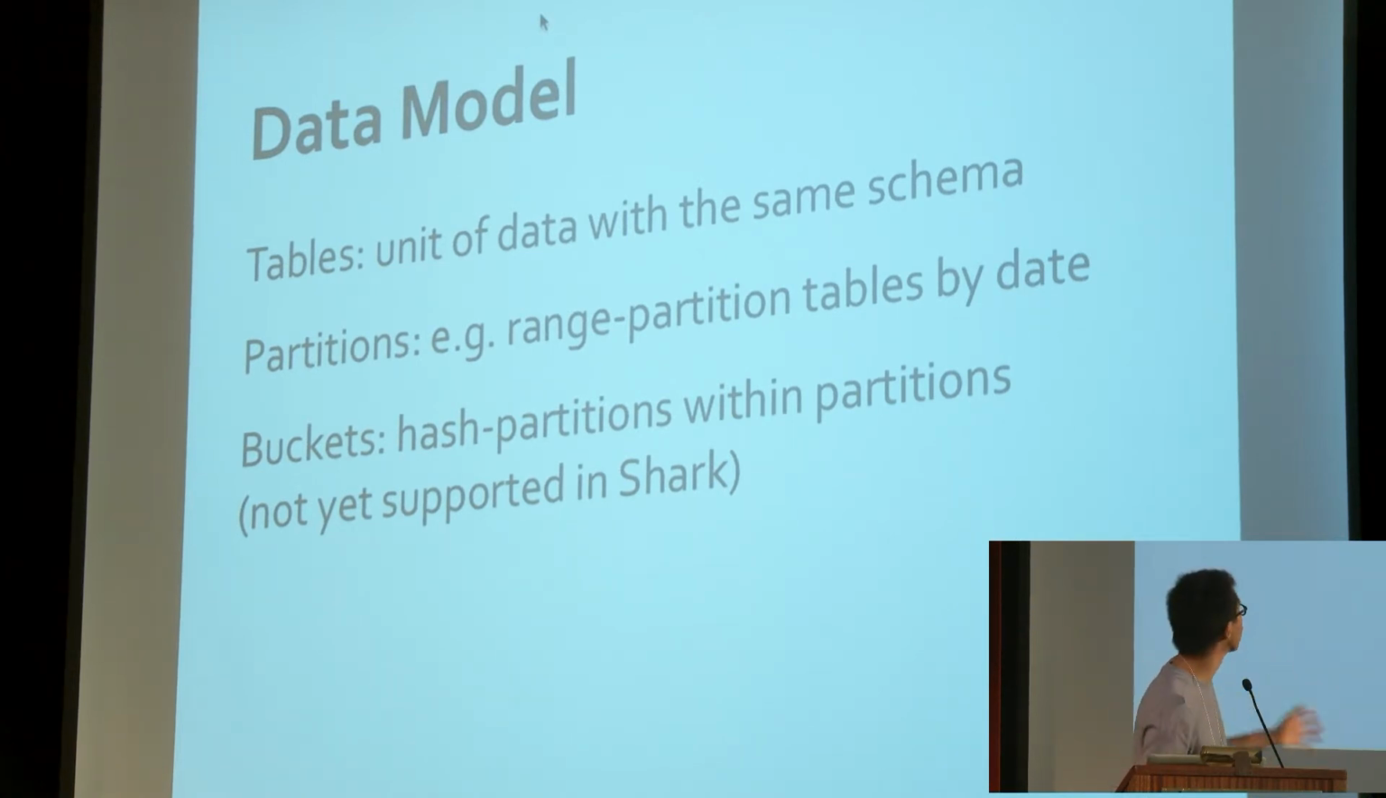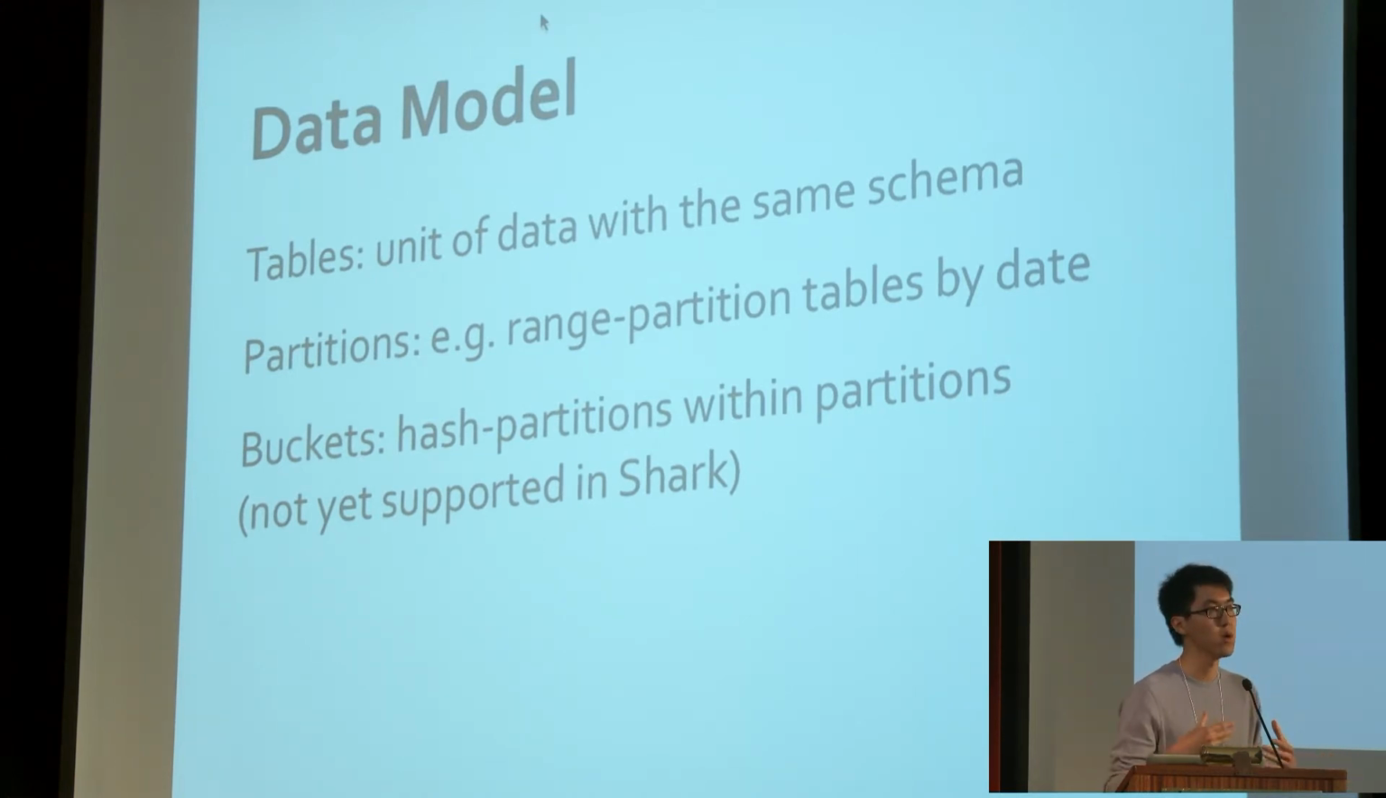So the first part is the data model. Again, this is sort of a database. You will have different tables, and tables represent what you typically mean by tables. A slight difference between Hive and the usual databases is that within each table, you have partitions. Partitions are basically columns that are range partitioned within the table.